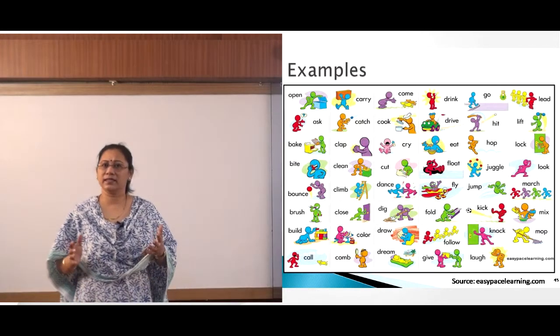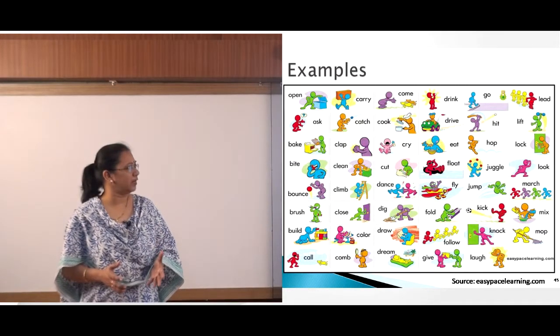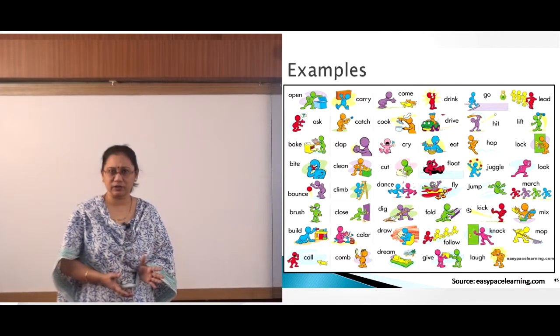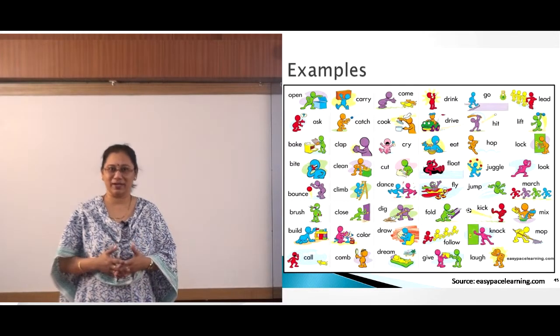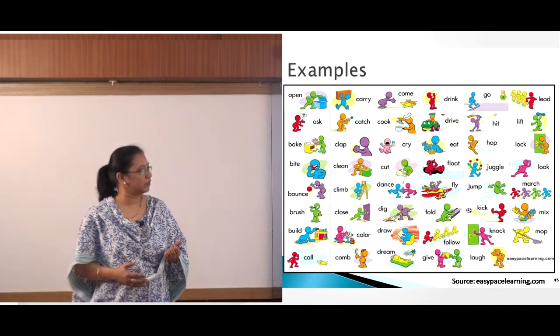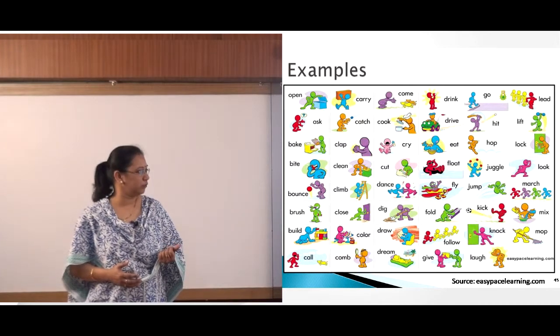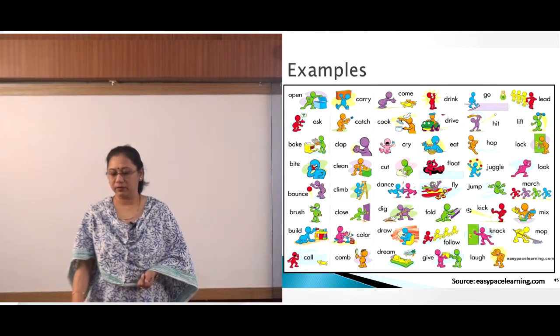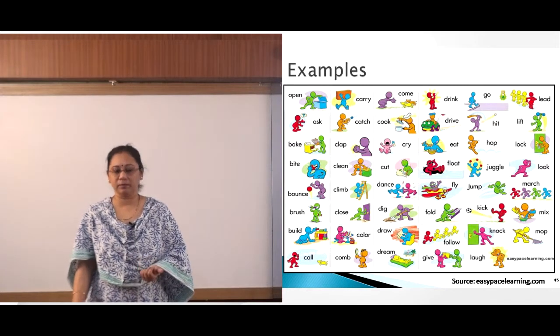Now here are a number of examples. There's an exhaustive list. I've just put up one list here where you can see a number of verbs, all right, with their actions put up there, which will make it easier for you to understand. So have a good look at this picture which I have borrowed from easyspacelearning.com. All right, you have verbs like open, carry, come, eat, cry, and a number of other verbs that are also there.